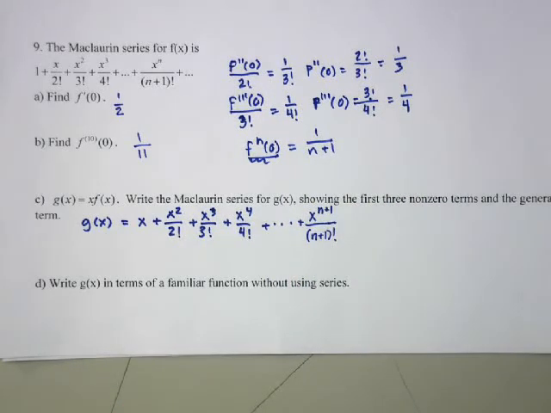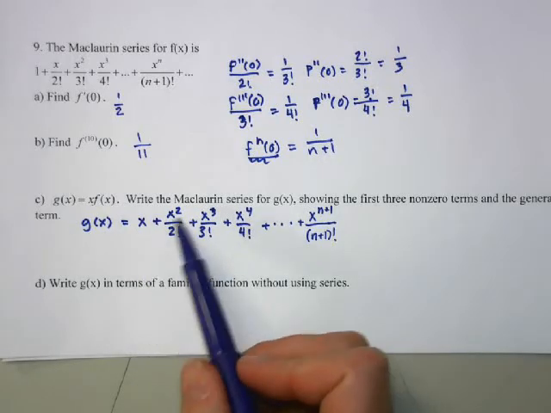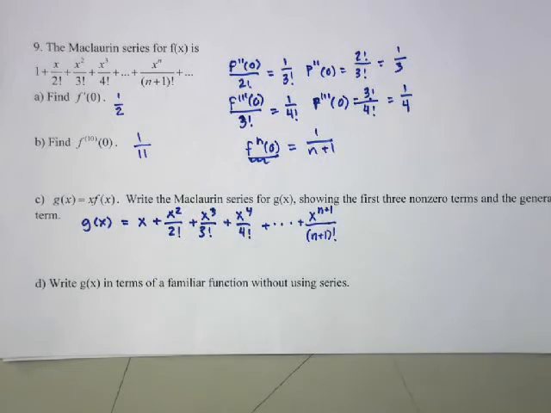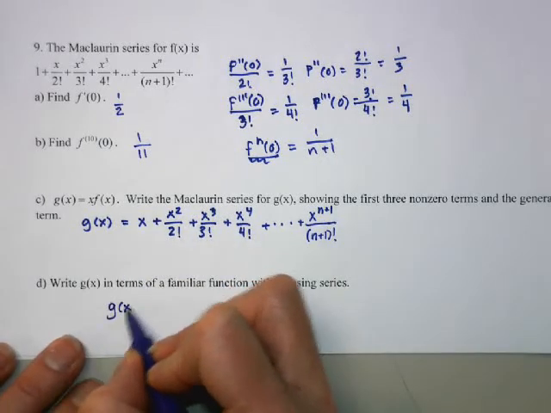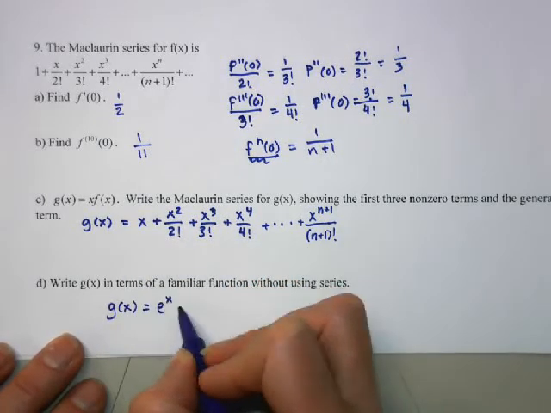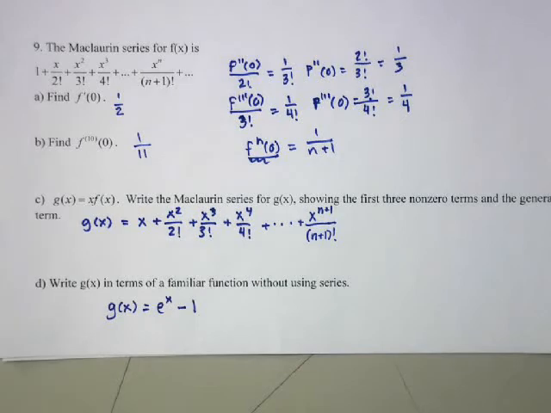Well, if we look at this, it looks kind of like e to the x. The only thing that's not there, e to the x starts with 1 plus x squared over 2 factorial and so on. So g of x is going to equal e to the x minus 1.